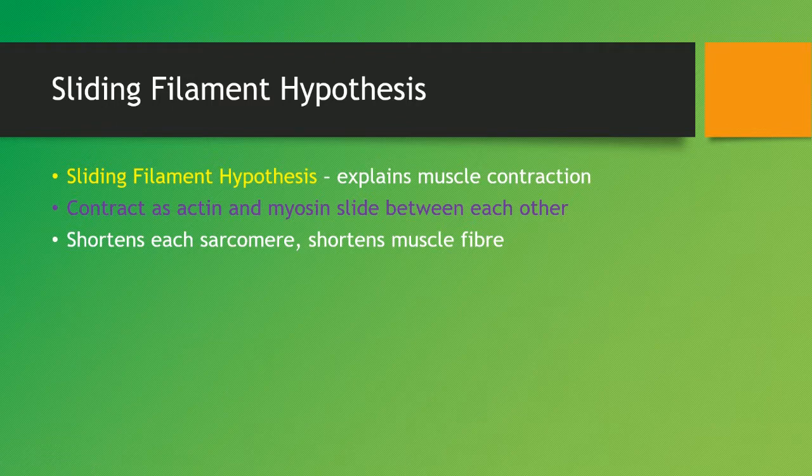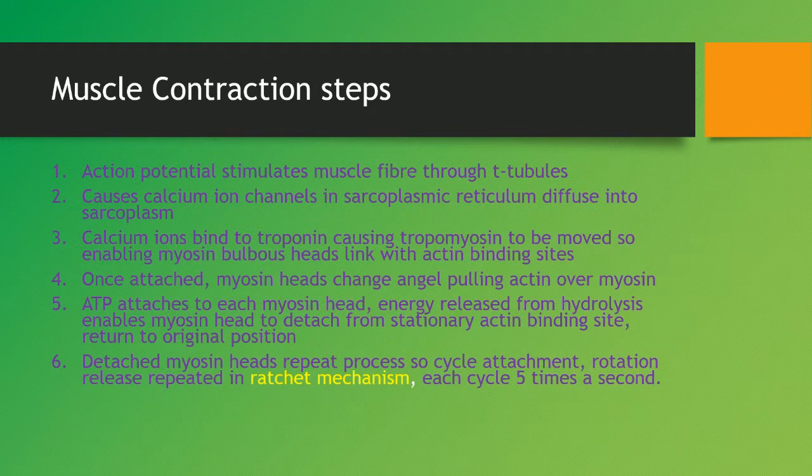So muscle contraction is due to the sliding filament hypothesis, but it's not really a hypothesis as this is proven and therefore it's factual. The sliding filament hypothesis explains muscle contraction. Muscles contract as actin and myosin, as we talked about previously, which make up myofibrils, slide between each other, and these shorten each sarcomere, which shortens the muscle fiber as a whole.